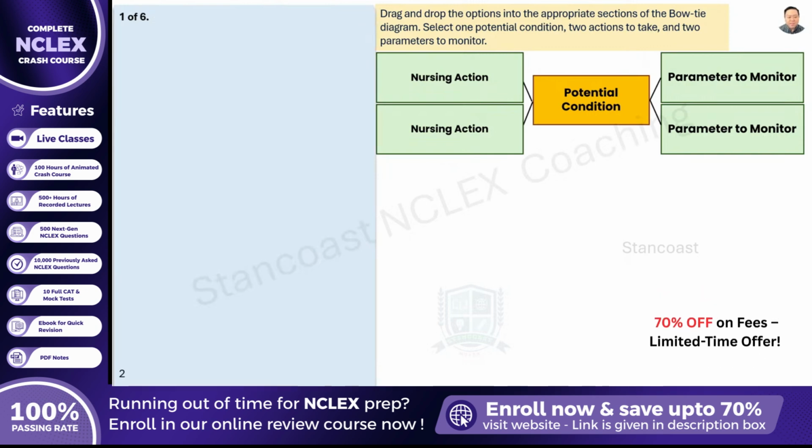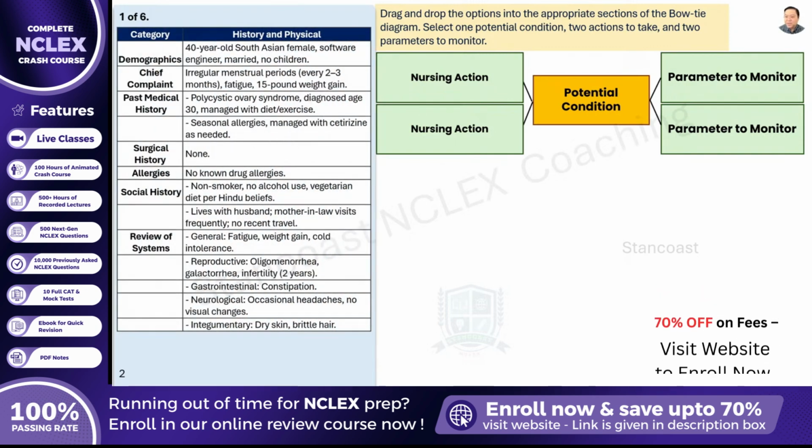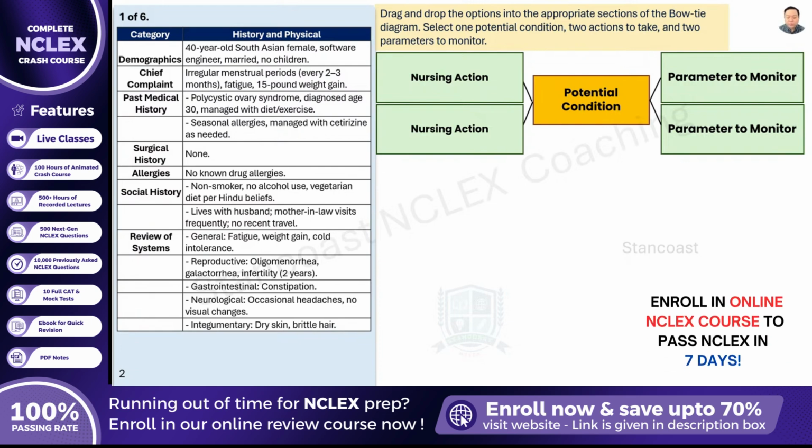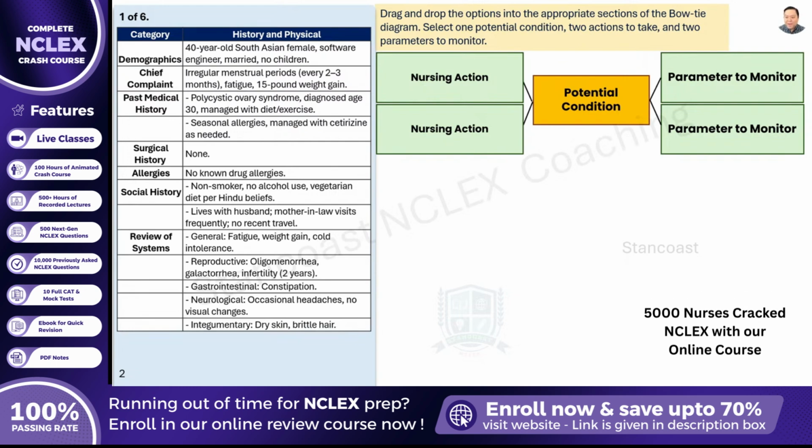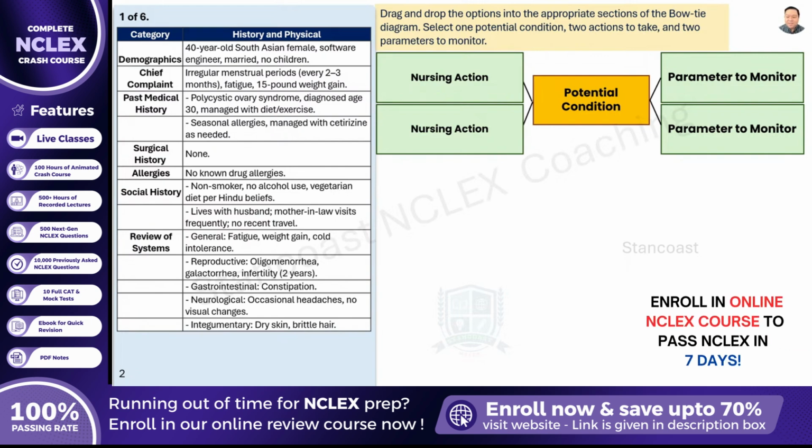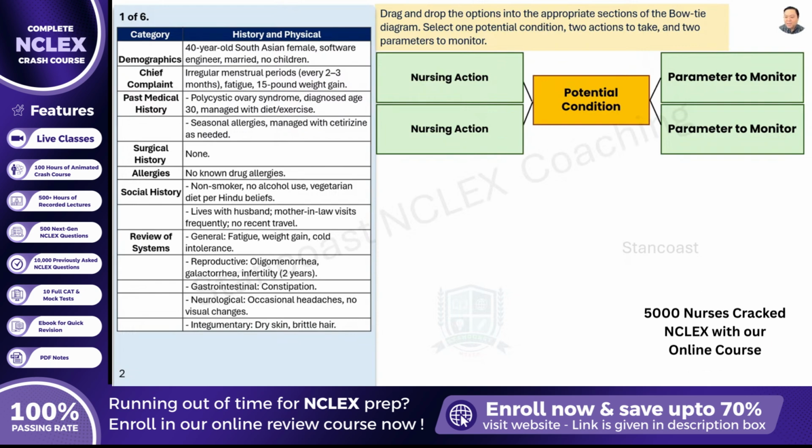Moving forward to the next section here, we have the history and physical. Chief complaints are the following: irregular menstrual periods every 2 to 3 months. There's fatigue and 15-pound weight gain. Her past medical history included polycystic ovary syndrome, diagnosed age 30, and that's managed with diet and exercise. She has seasonal allergies managed with cetirizine as needed. No surgical history and no known drug allergies.